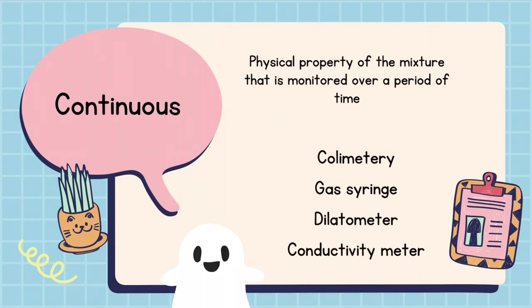For colorimetry, it could be used on an occasion when the color of iodine fades, since iodine is black when solid, purple when gas, and brown when liquid. A conductivity meter could be used if electrical conductivity increases over time, and a dilatometer could be used when there are changes of volume. The continuous method can even be used if reactants have ions.